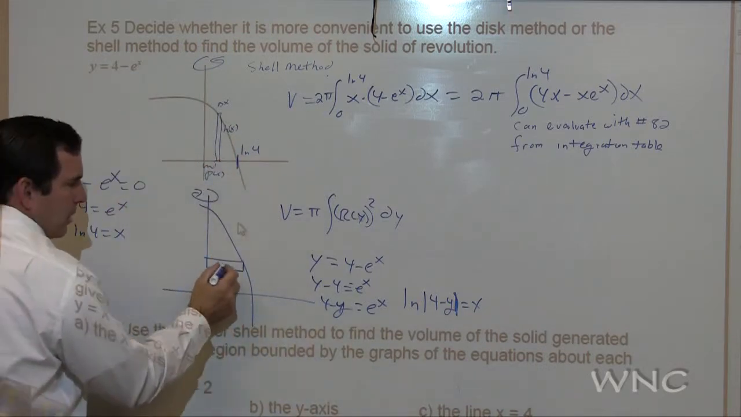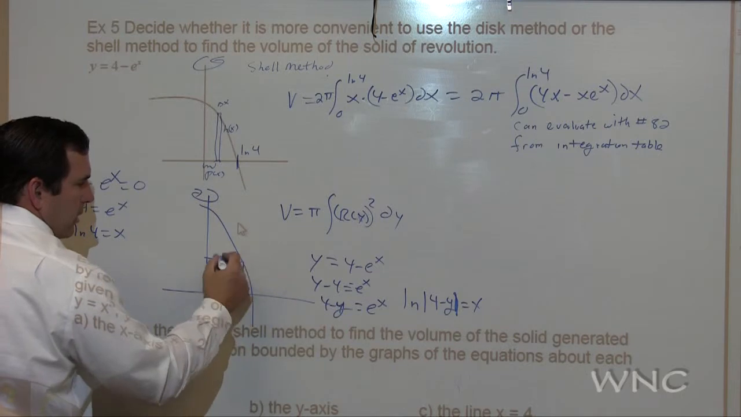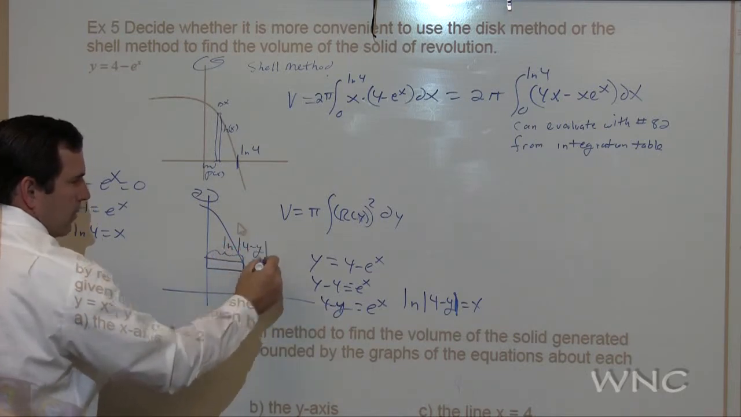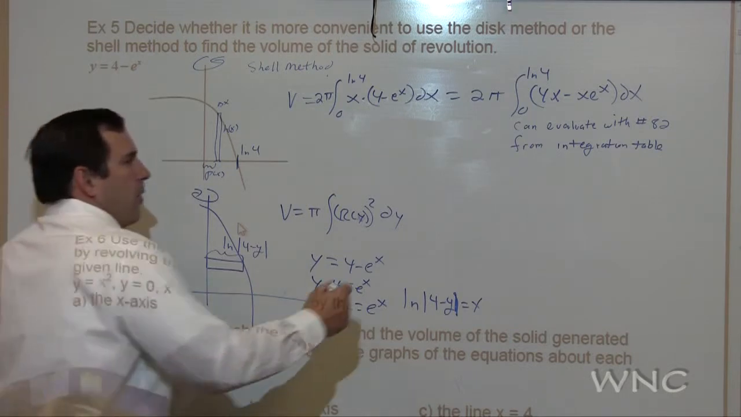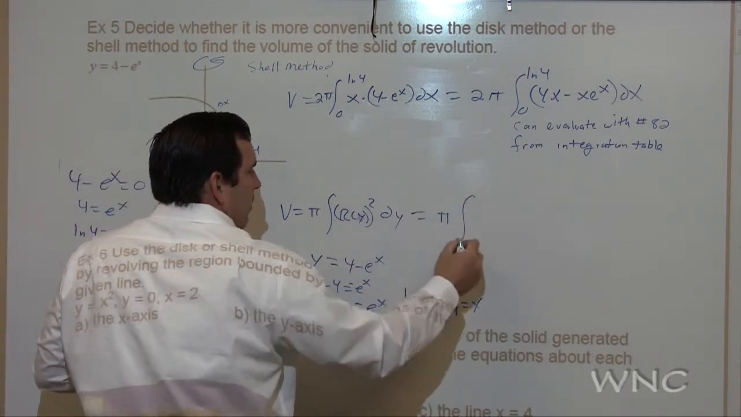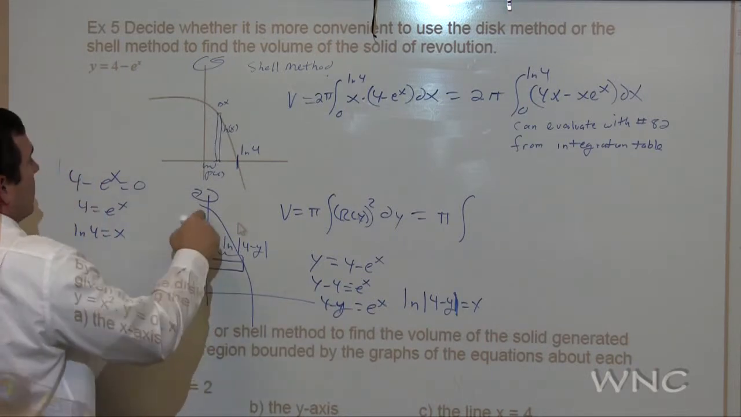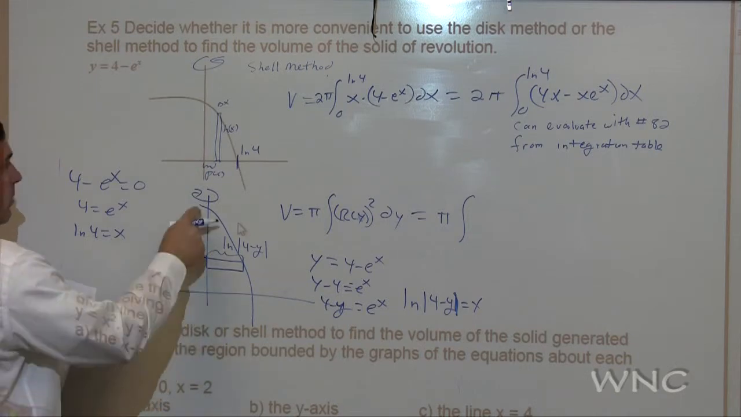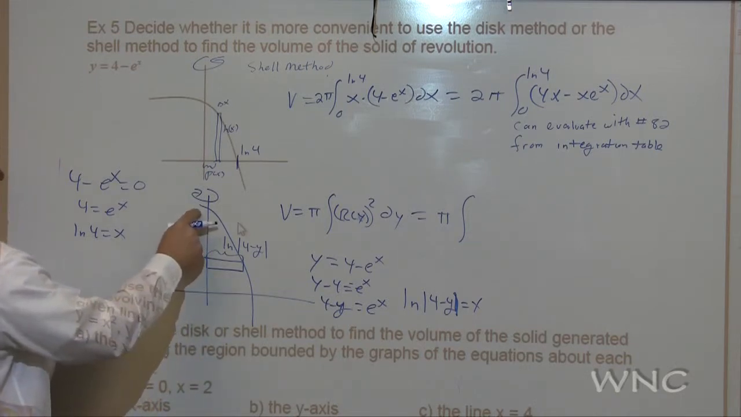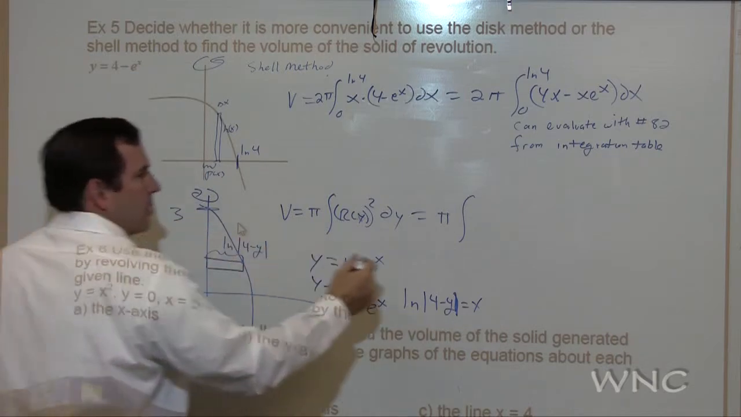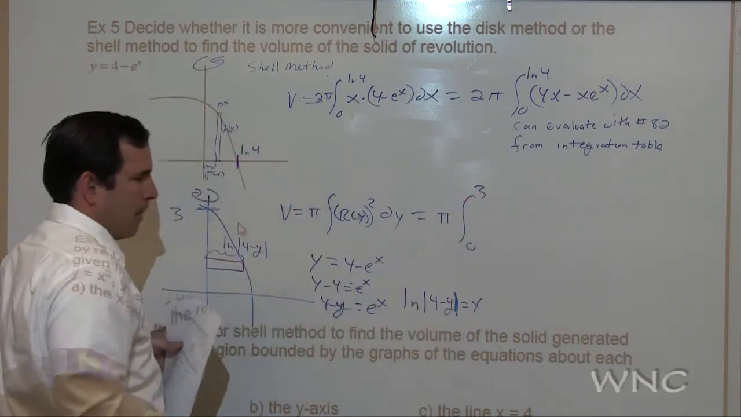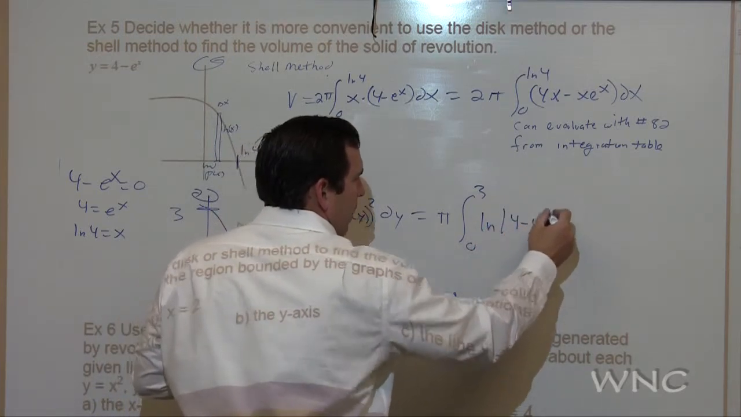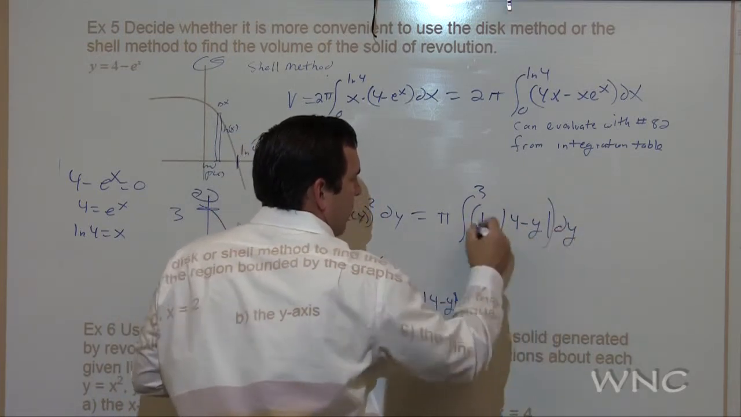This is what this height's going to be, the natural log of the absolute value of 4 minus y. So our volume in this case is going to be pi times the integral from 0 to what? If x is 0, e to the 0 is 1, 4 minus 1 is 3. So 0 to 3 of the natural log of the absolute value of 4 minus y dy. I've got to square this part.